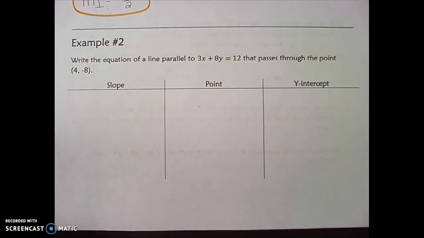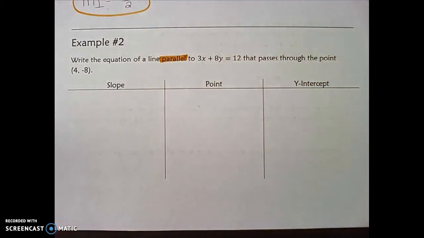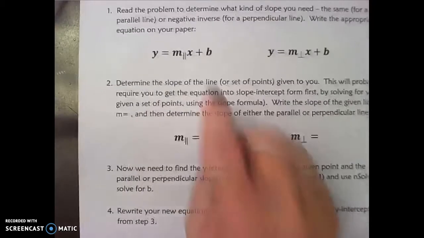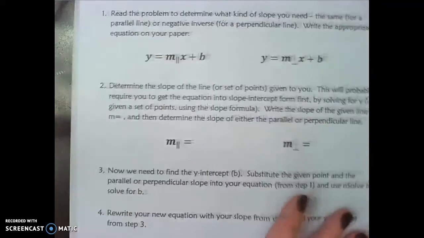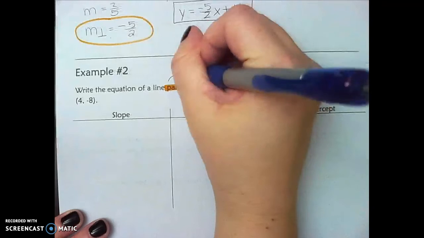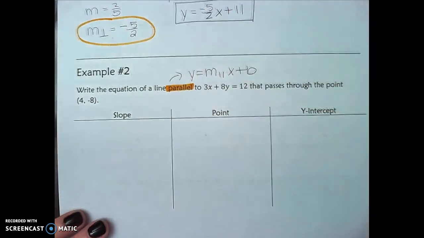All right, let's take a look at example number 2. In example number 2, I want to write the equation of a line that is parallel to the given equation, and that passes through the point 4, negative 8. So because I want a slope that's parallel, this is the equation that I'm going to use. Y equals the parallel slope x plus b. And so I'm going to go ahead and write that above parallel.